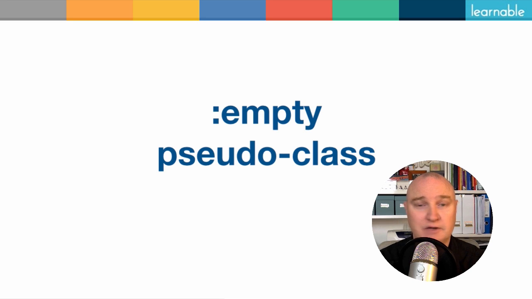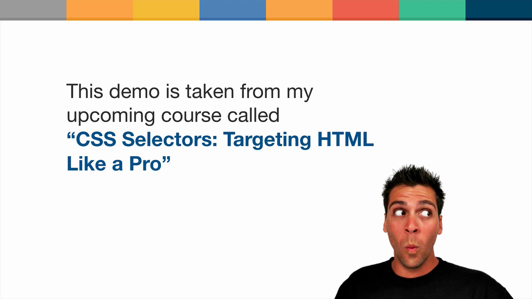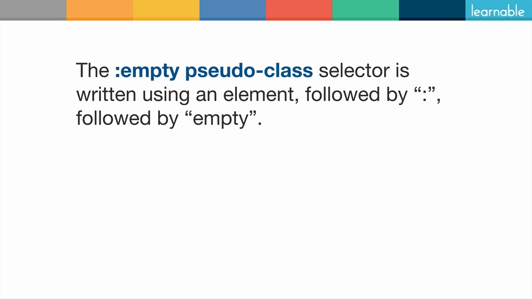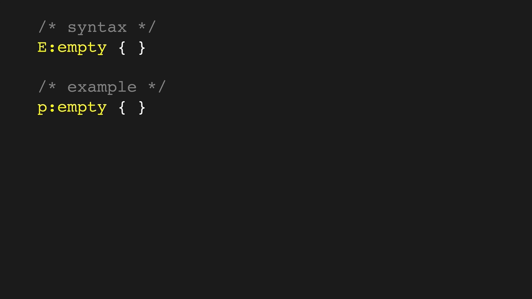Here's a quick demonstration of the empty pseudo class. Now this demonstration is taken from my upcoming course called CSS Selectors, Targeting HTML Like a Pro. The empty pseudo class selector is written using an element, followed by colon, followed by empty. And the syntax is E colon empty. An example might be P colon empty.